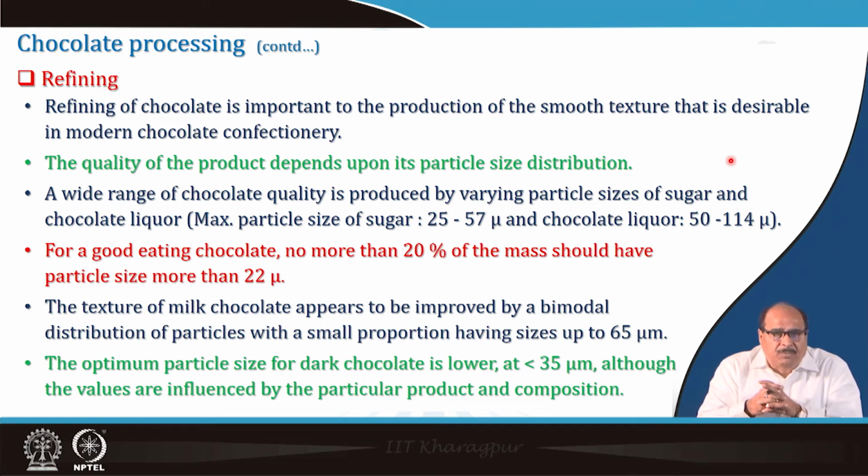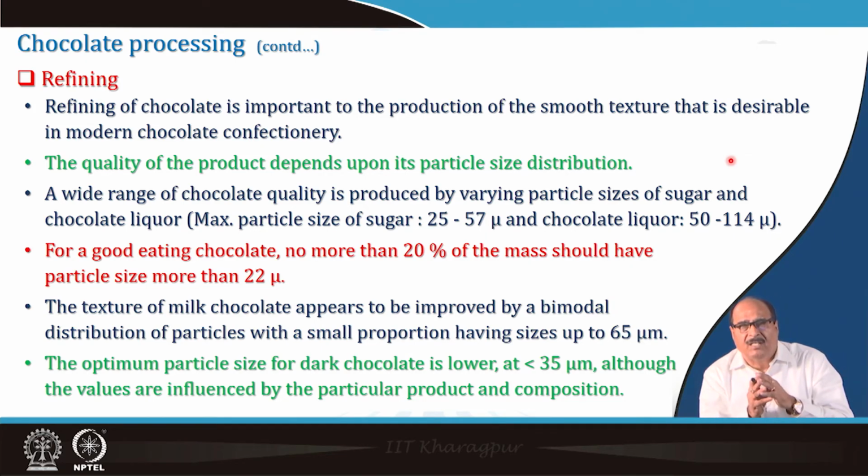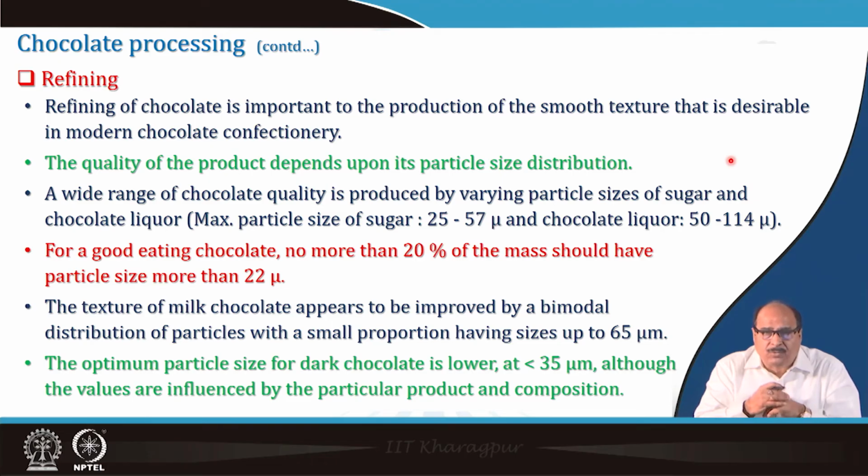Then the next step is refining. Refining of chocolate is important to the production of a smooth texture that is desirable in modern chocolate confectionery. The quality of the product depends upon the particle size distribution. A wide range of chocolate quality is produced by varying the particle size of sugar and chocolate liquor. Maximum particle size of sugar may be around 25 to 57 micron, and the chocolate liquor particle size may be in the range of 50 to 114 micron.